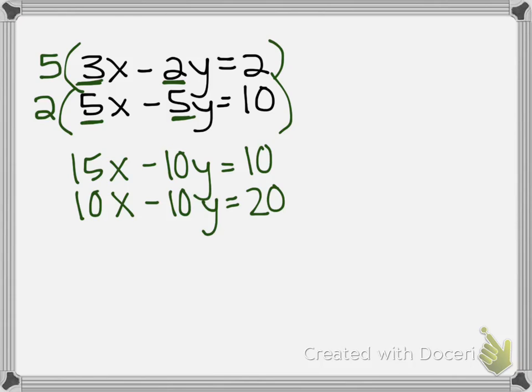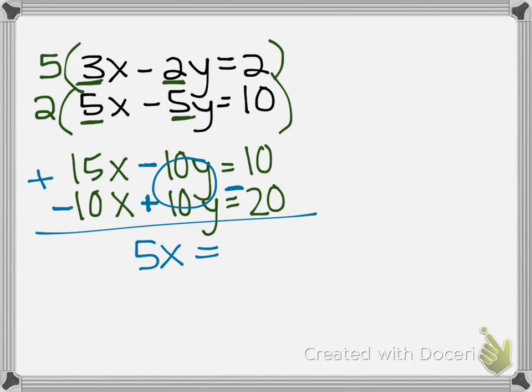So we're almost ready to add these up. However, because they're both negative, we need one of them to be positive to get 0. So I'm going to change this bottom one. That means I have to change the signs on everything else. And now I got a negative 10 and a positive 10. I can get 0. 15 plus negative 10 is positive 5. 10 plus negative 20 is negative 10. And I divide by 5. So x is negative 2.